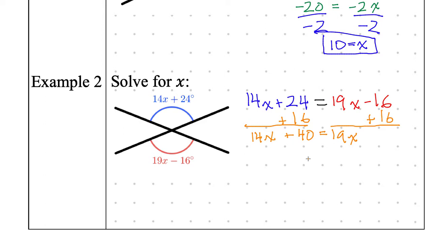Next step, quiet raise hand. What am I going to do? Next step, Andres. So, you subtract 14x from both sides. Yep, subtract 14x from both sides. And it would be 40 equals 5x. 40 is equal to 5x. Perfect, Andres. Thank you.